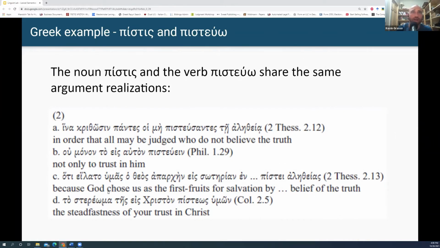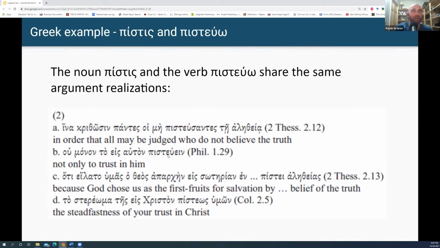So in this example, the first example, those who do not believe the truth. So I have believe the truth here. And then this is parallel to C, pistei aletheias, belief of the truth. So here you have the noun, here you have the verb, or really a participle. I don't think this is the best example, but if you want to, we can talk more about it later.